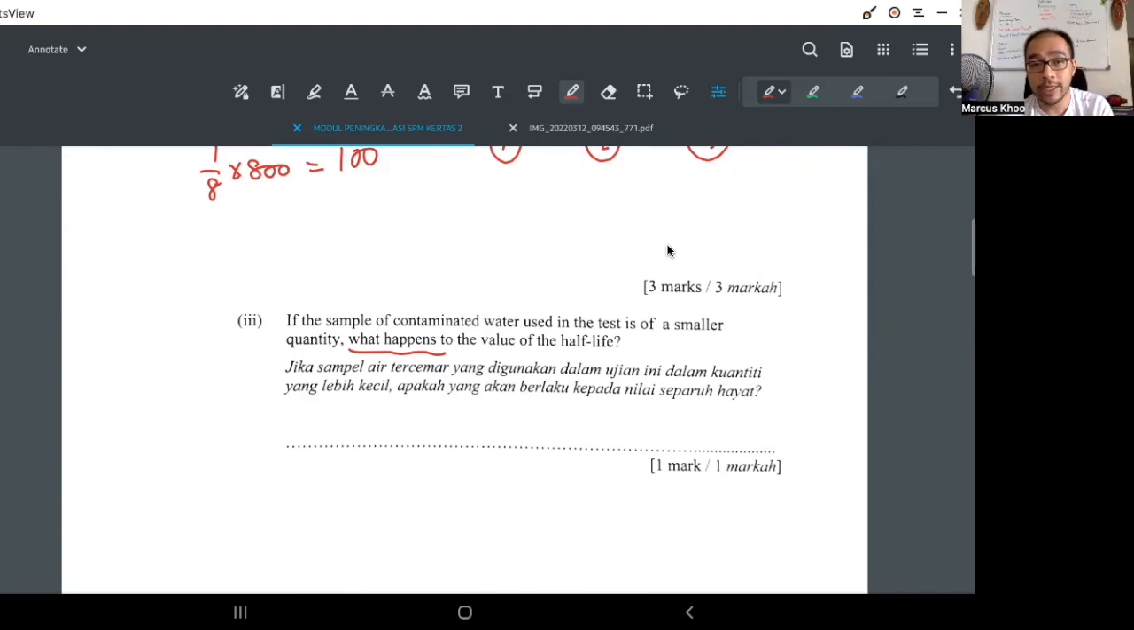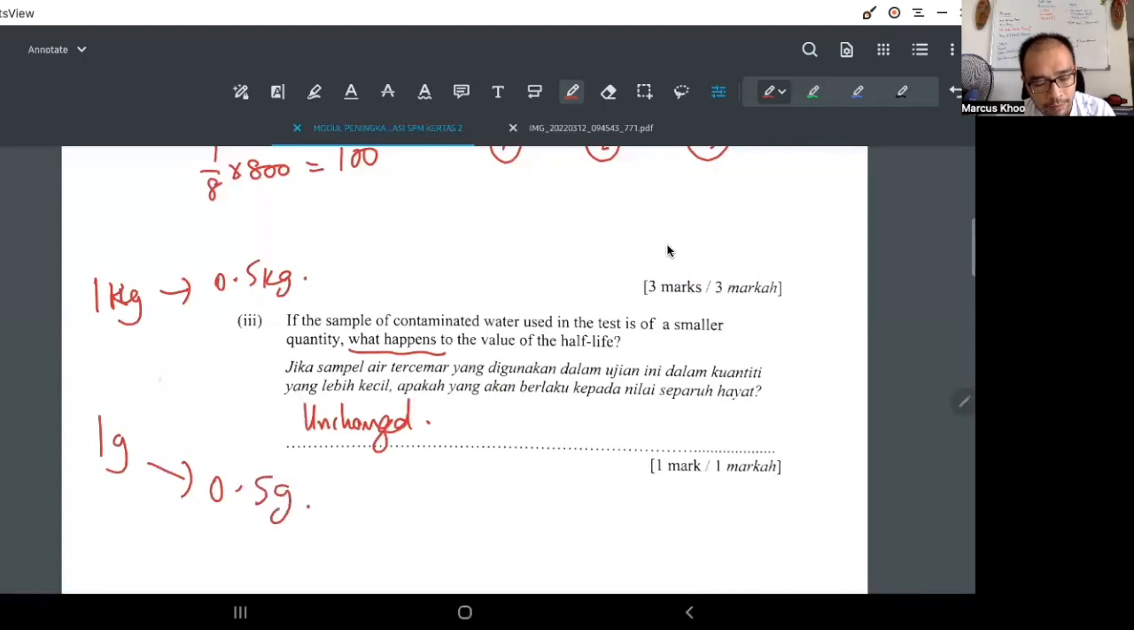But of course, in our case here, the value of the half-life will remain unchanged, because half-life doesn't depend on how much your radioactive sample is. It depends on the radioactive sample itself. It depends on the type of radioactive material, not on how much there is. So even if I have 1 kilogram of this or 1 gram of this, the time taken for 1 kilogram to become 0.5 kilogram and for 1 gram to become 0.5 grams, the half-life, is always the same.